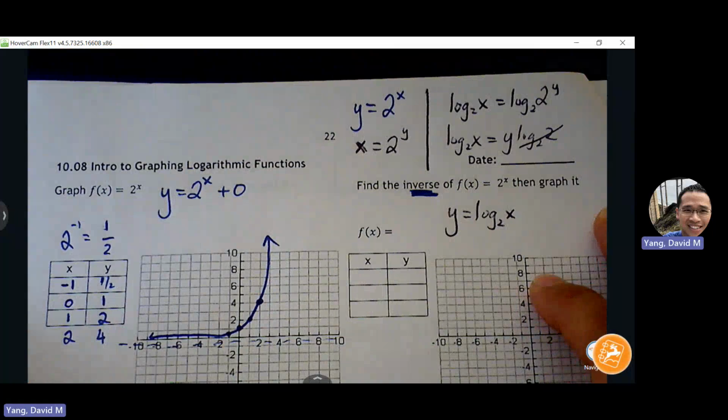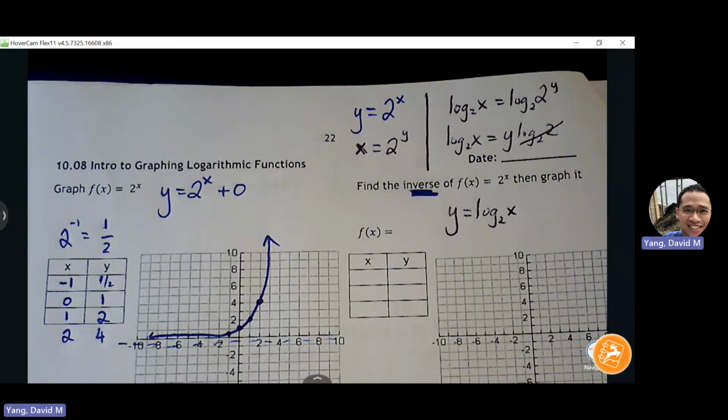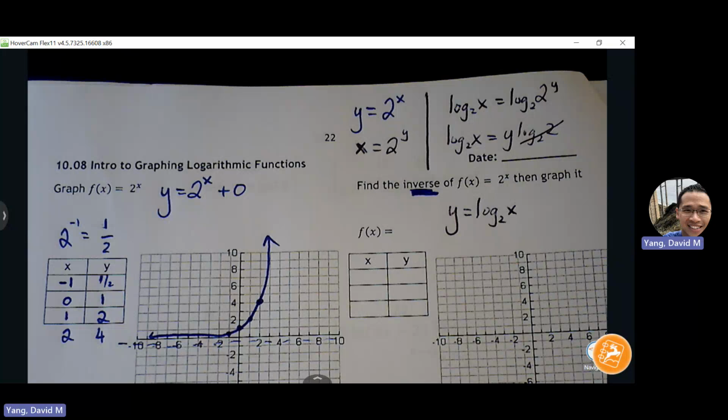What's log base 2 of 2? Log base 2 of 2 is just equal to 1. Because if the base and the value are the same, it's like natural log of e, which is log base e of e. It goes away. If the base and the value match, it's just equal to 1.